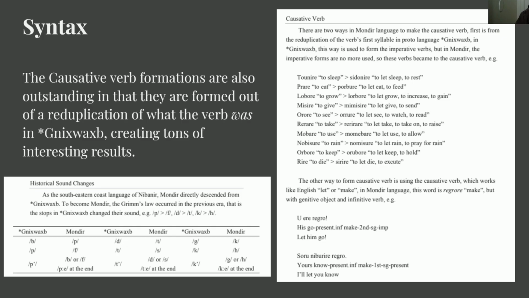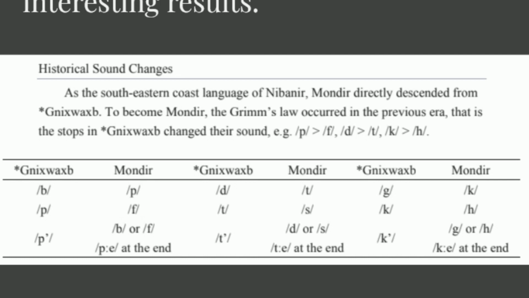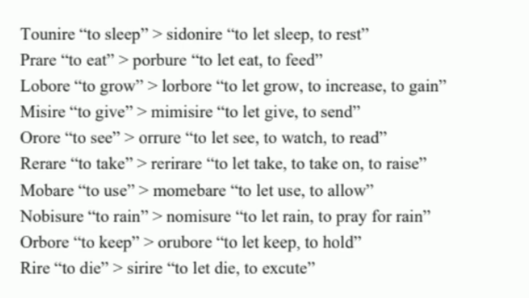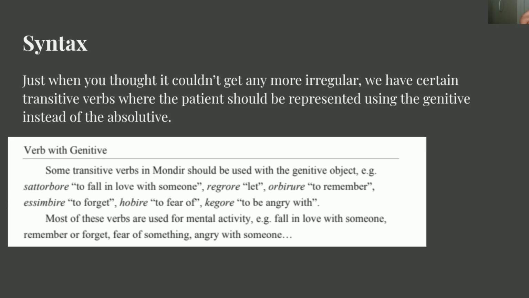Then there's also the causative verb formations, which are really interesting. This is another outstanding feature here, because they're formed out of a reduplication of what the verb was like in Gnihua, creating a lot of interesting results. So here on the bottom left I have the historical sound changes that have happened between Gnihua and Mondir. Misire, mimisire, orore, orure, rerare, rerirare. Just when you thought it couldn't get any more irregular, we also have certain transitive verbs where the patient should be represented using the genitive instead of the absolutive.